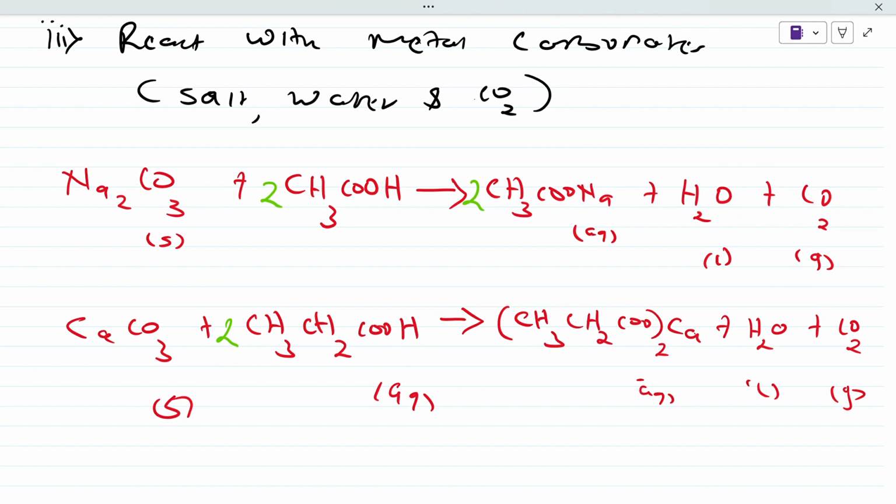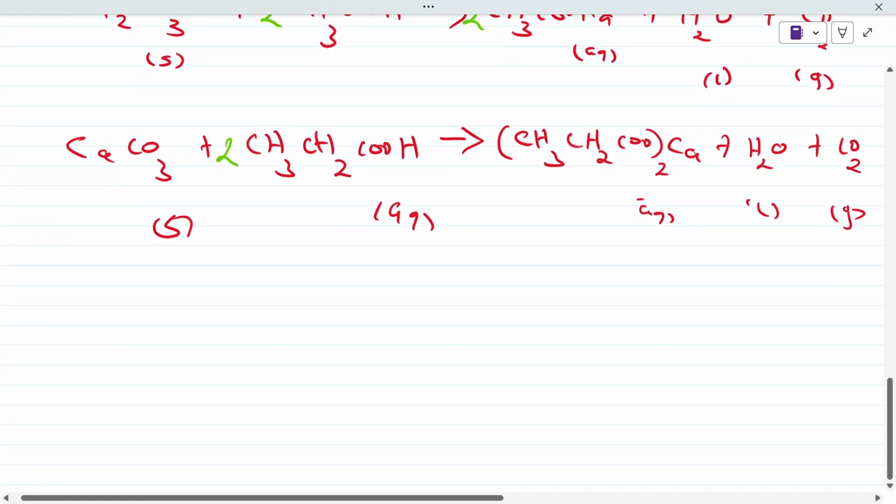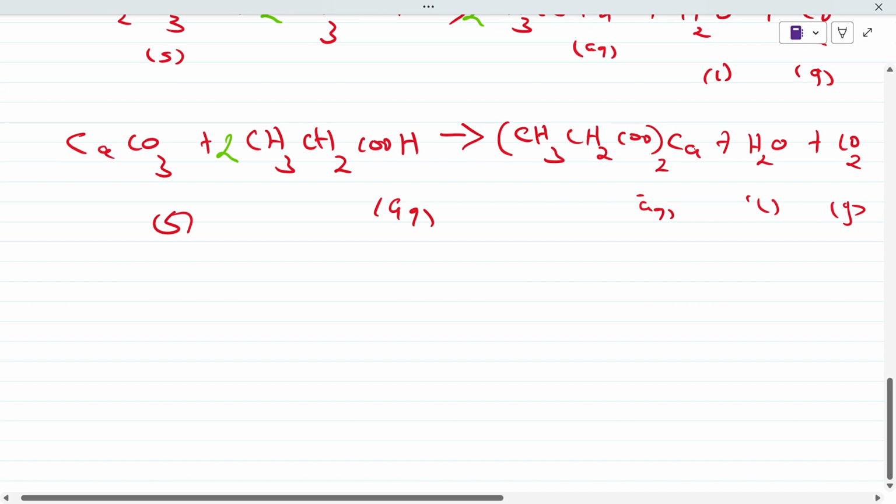Those are the 3 major reactions that I want us to talk about. So as a student, you really need to go through them and understand the 3 types of reaction, which is reaction with metals, reaction with the acids, and also reaction with metal carbonates. Those are the 3 major chemical reactions that carboxylic acid can undergo. Thank you very much and have a wonderful day.